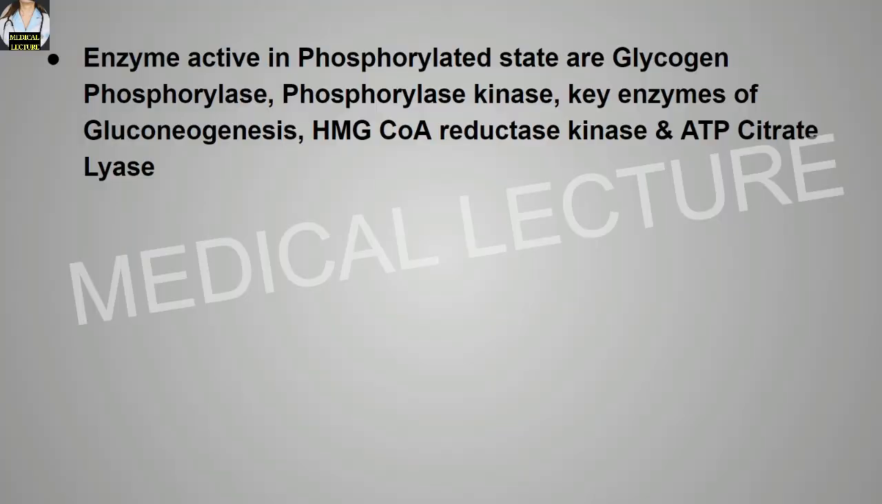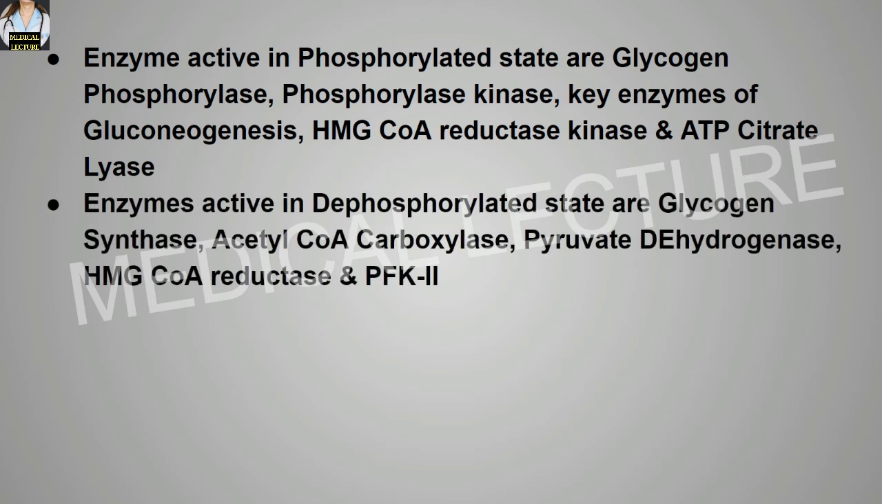Enzymes active in the phosphorylated state are glycogen phosphorylase, phosphorylase kinase, key enzymes of gluconeogenesis, HMG-CoA reductase kinase, and ATP citrate lyase. Now, over here, all these enzymes get activated in the phosphorylated state, while the enzymes which are active in the dephosphorylated state are glycogen synthase, acetyl-CoA carboxylase, pyruvate dehydrogenase, HMG-CoA reductase, and phosphofructokinase 2. So, all these enzymes get active in the dephosphorylated state.